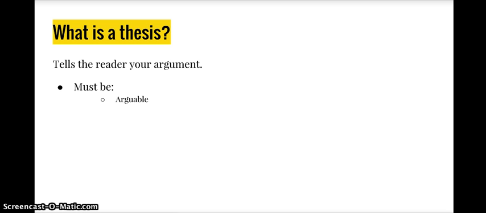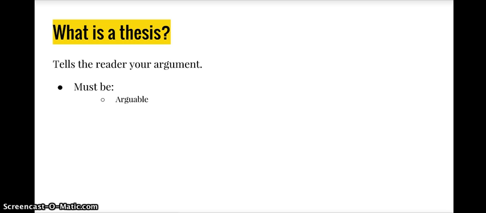So first let's find out what a thesis statement is. A thesis statement is the sentence that comes at the end of your introduction and it tells your reader what your argument is. A thesis statement has three qualities. The first of these qualities is that a thesis statement must be arguable.